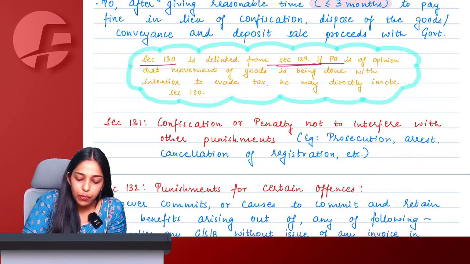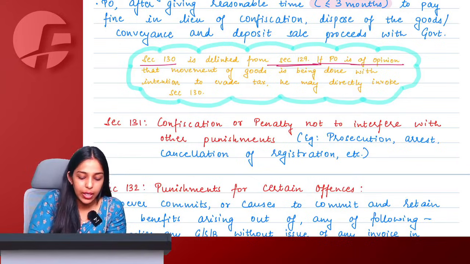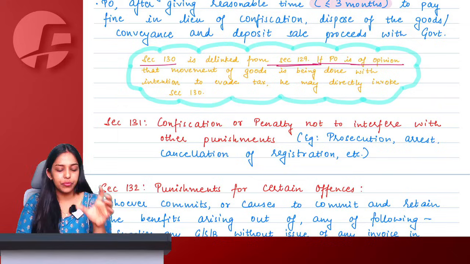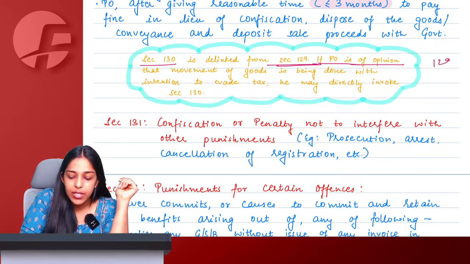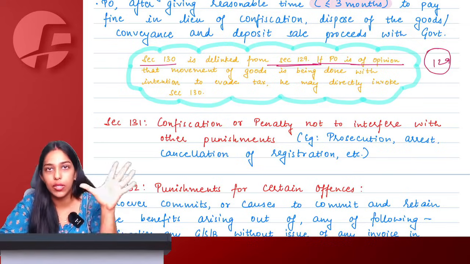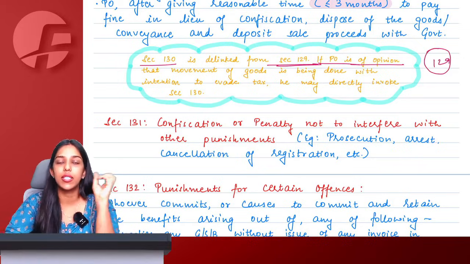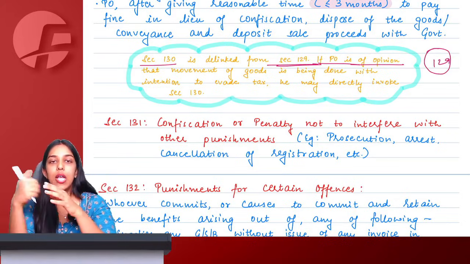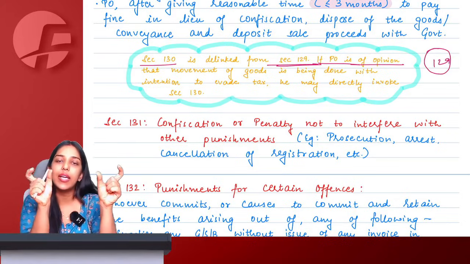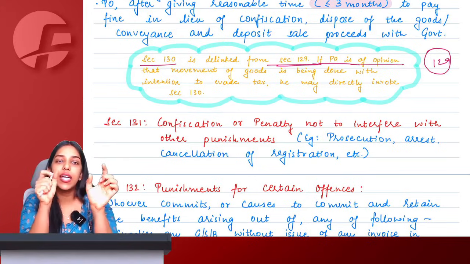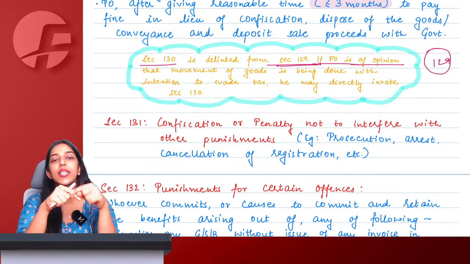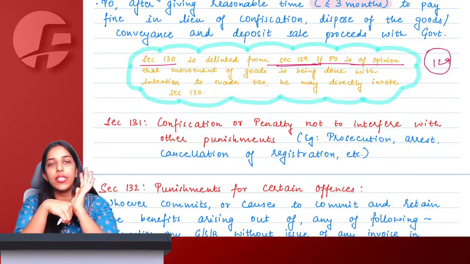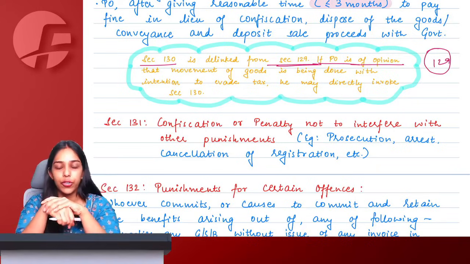So we are saying that if the proper officer is of the opinion that movement of goods is being done with the intention to evade tax, he may directly invoke section 130. See, 129 we studied was particularly for transit only: detention and seizure in case of transit. Section 130 is particularly confiscation, and also some other cases are involved here. So 129 and 130 are not linked. The officer can directly invoke 130 or 129, depending upon the situation. The question will always tell you which section is being invoked.